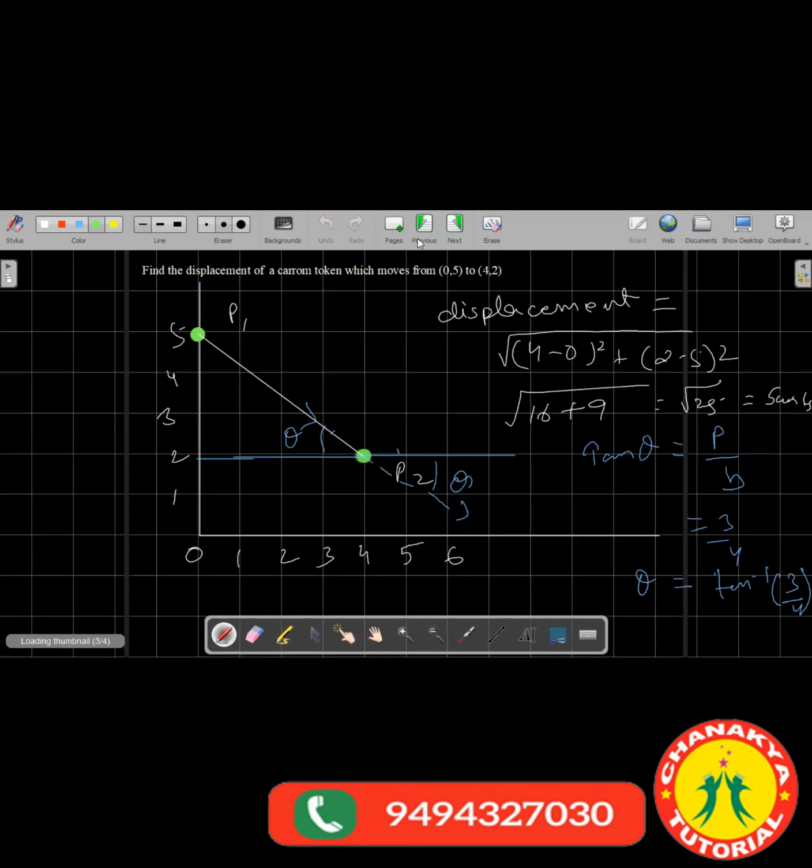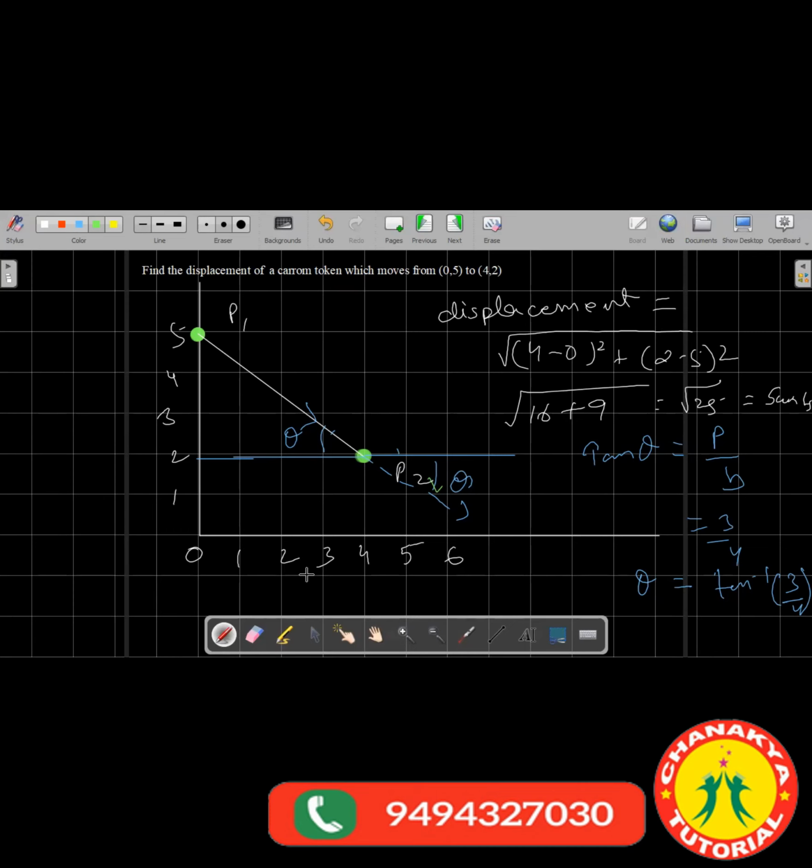The same thing applies here, whatever angle we obtain. This would be a negative angle since it is going downward. This angle is measured in the downward direction, so this will be a negative angle. Okay. So I think now you can find out the distance and displacement over here. The displacement can be found out.